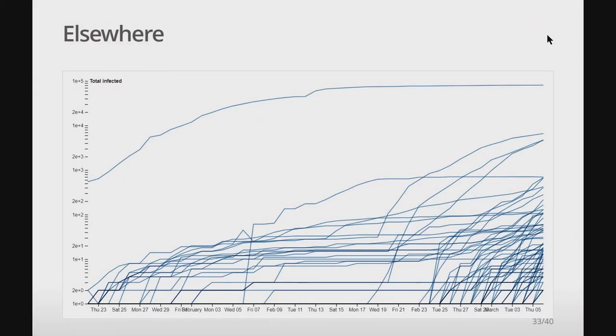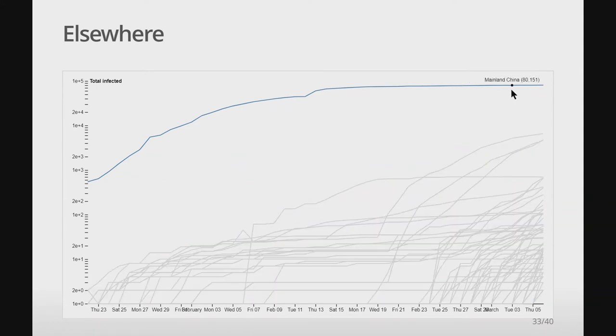So now what I've done is I've grouped all of the Chinese provinces into this top line over here. Let's play the guessing game. So we're up to 80,000, nice. Who wants to tackle the next highest line?